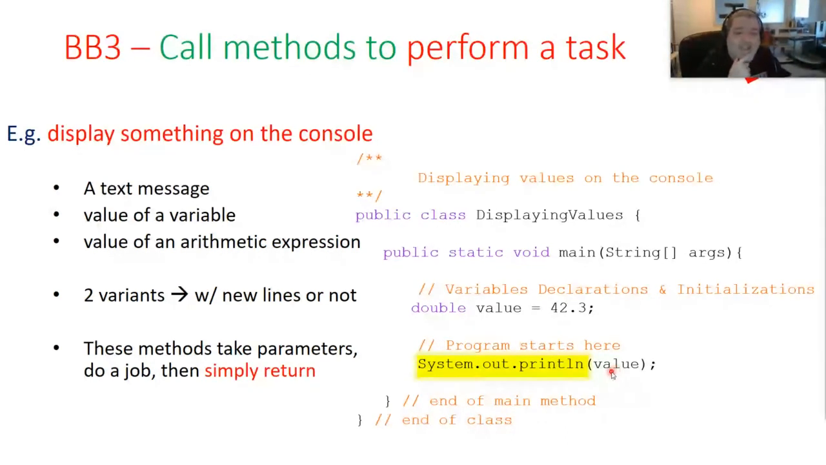I can also give the name of a variable here between the parentheses. What Java is going to do is evaluate that variable into the value that it holds, and then display that value by calling the method System.out.println. But I can also have things that are more complex, like an arithmetic expression. And I think I've been using that already in my example.